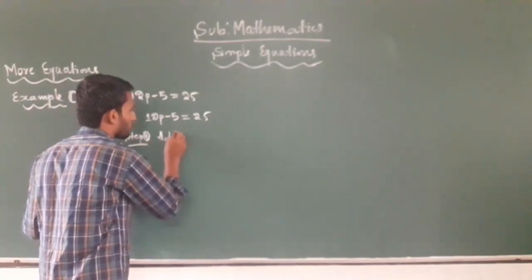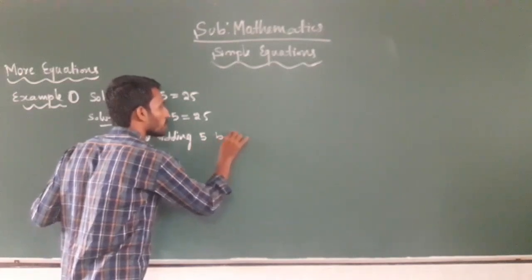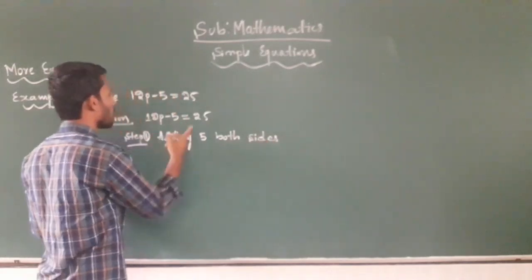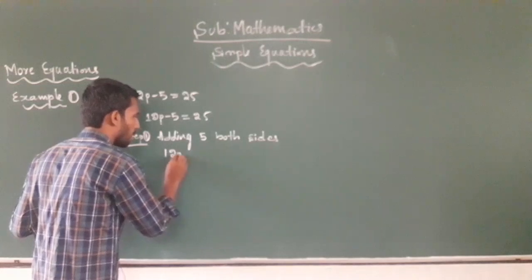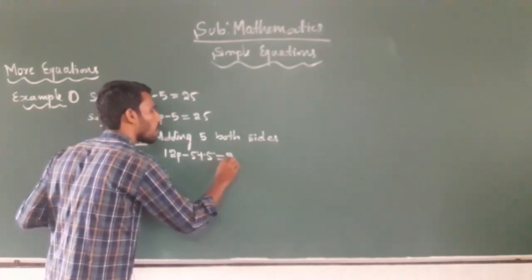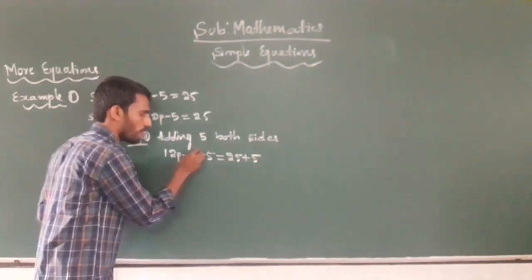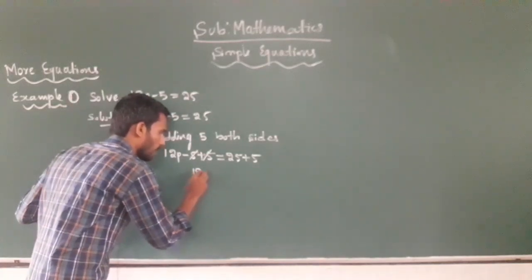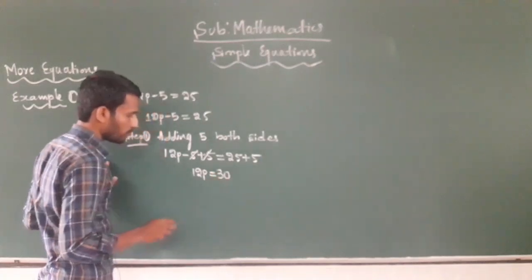Adding 5 on both sides. We have to add 5 on both sides. Now 12p minus 5 plus 5 is equal to 25 plus 5. Now minus 5 plus 5 will be cancelled here. Now we are getting 12p is equal to 30.